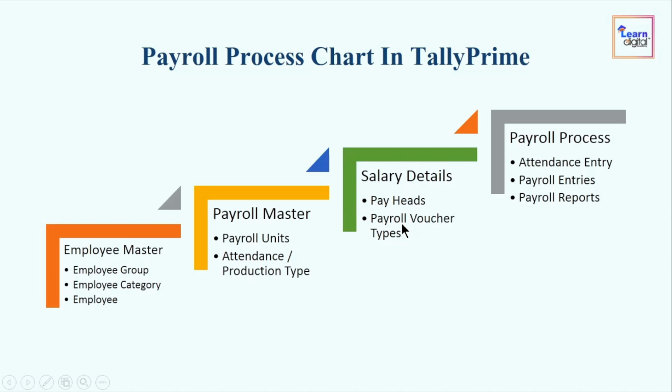So what will be the amount of a salary? Basic salary will be how much, and incentive will be paid to the employees. The amount for each and every pay head we have declared. Now we are in the process of payroll processing. Here we will enter attendance entry, then we will enter payroll entries, and then we will check the reports, payroll report. So let's start with the fourth process, that is payroll process.